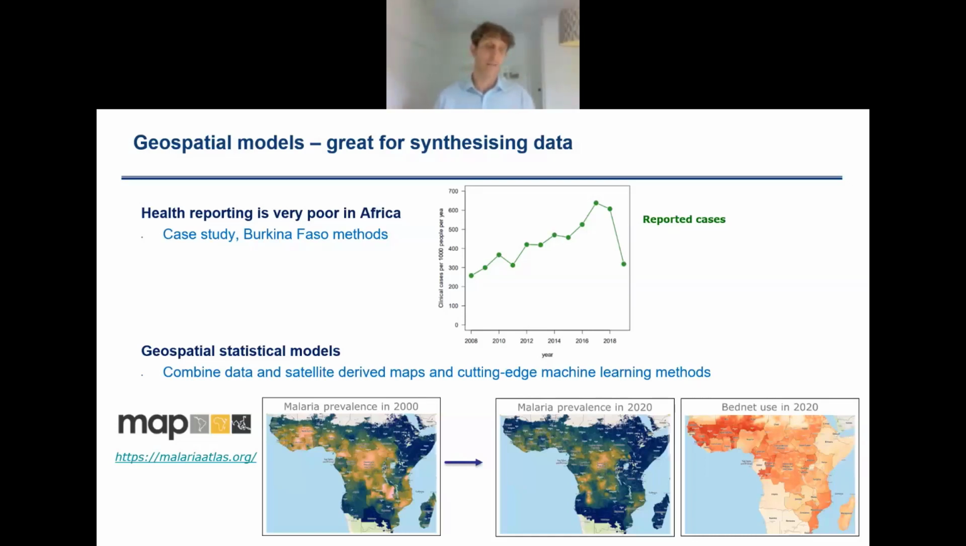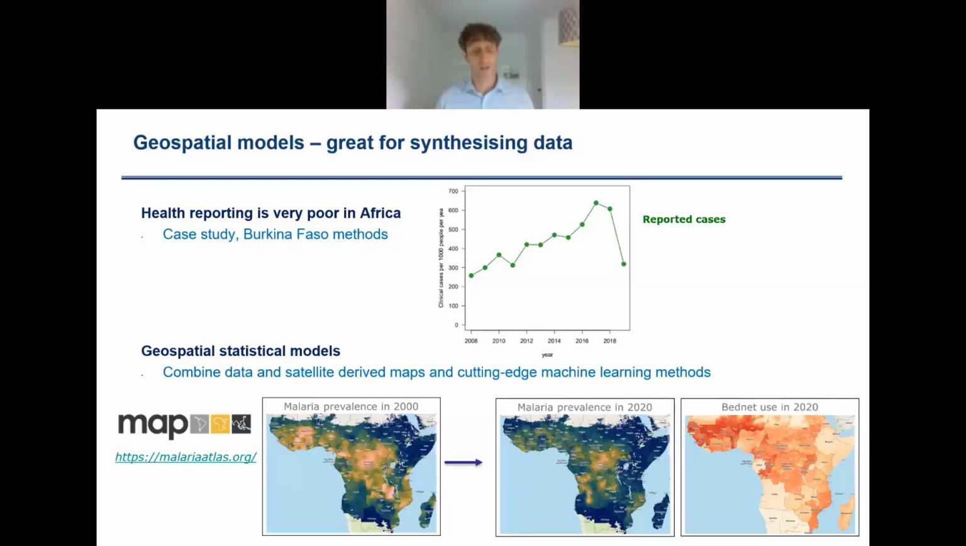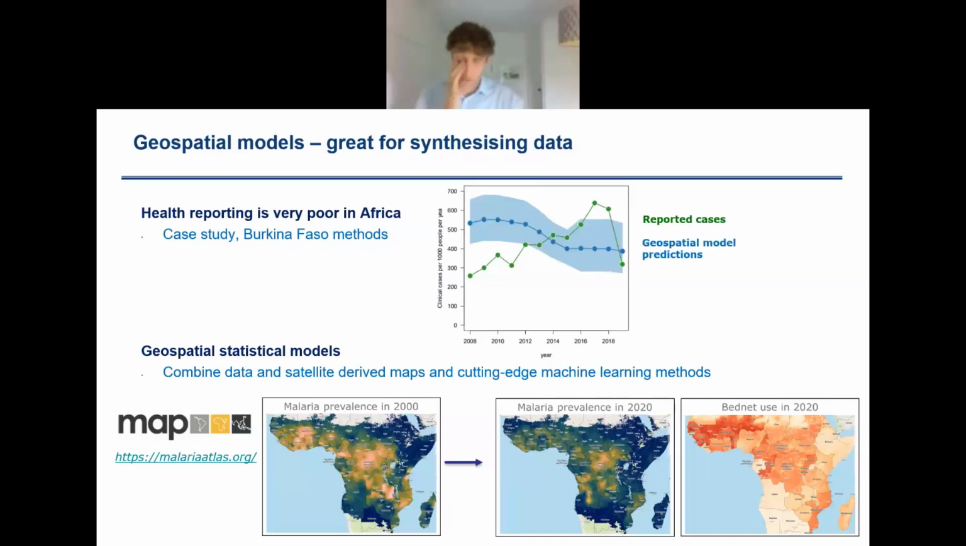And because routine health systems are not necessarily trusted to report reliably the number of malaria cases in most countries in Africa, we use these geospatial models to do it. And actually, if you start looking at these geospatial models, you'll see that they predict in Burkina Faso that there's actually been a substantial reduction in clinical cases over this time. And they generate maps which look really good and are excellent. And you can see, for example, at the bottom, we have malaria prevalence in the year 2000, we have malaria prevalence in the year 2020, and there's been a big reduction over that period of time.